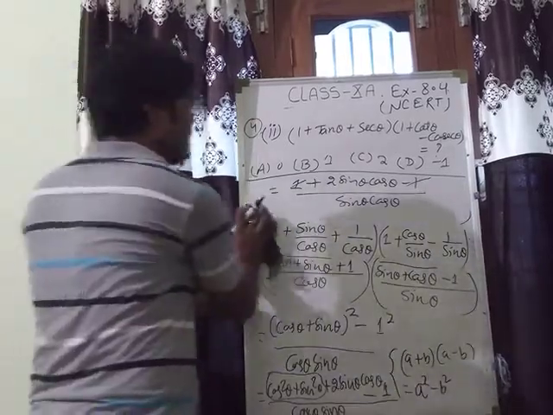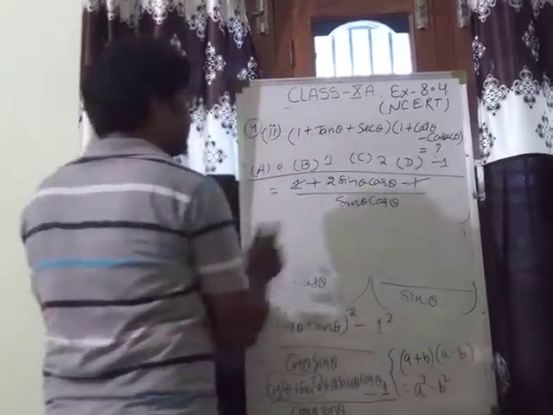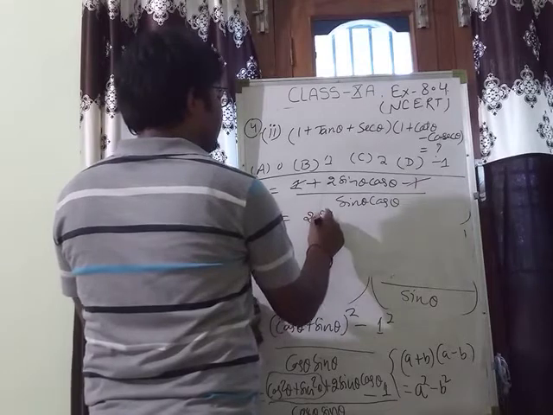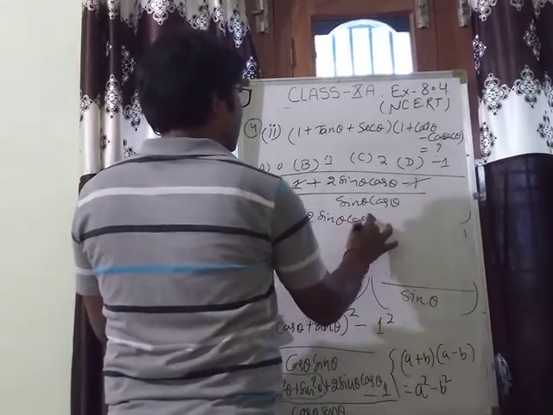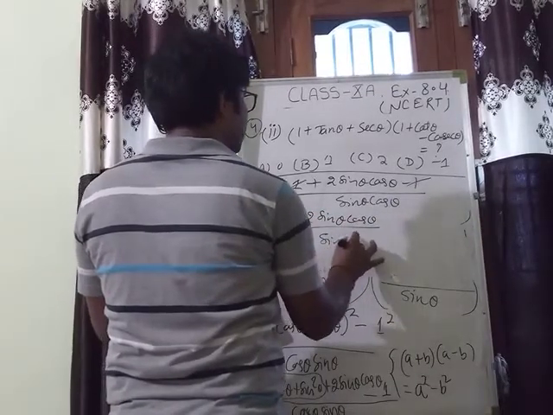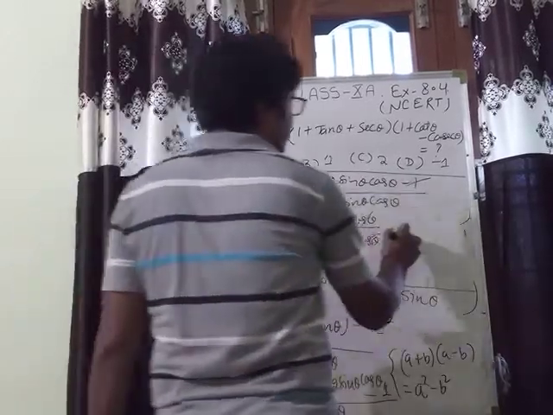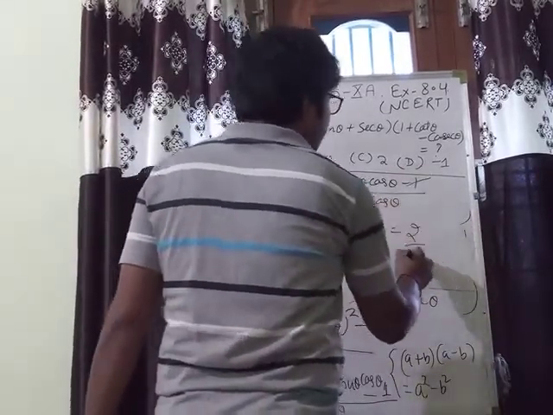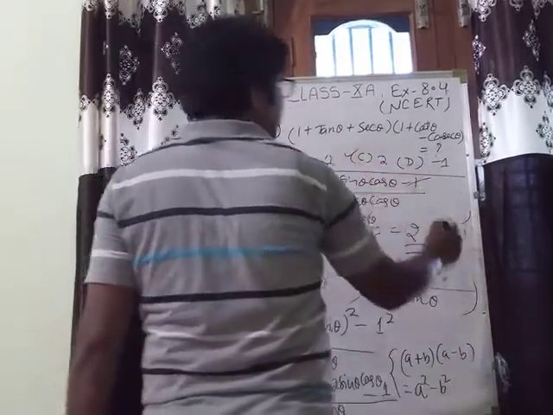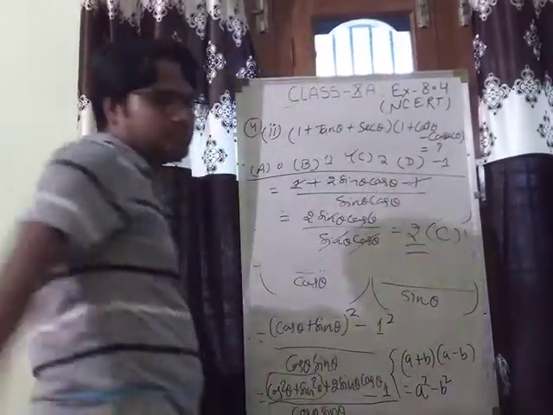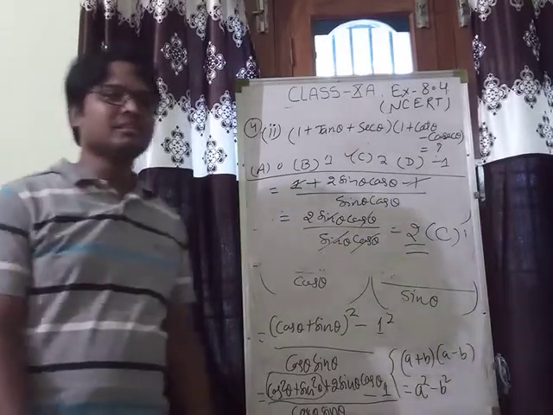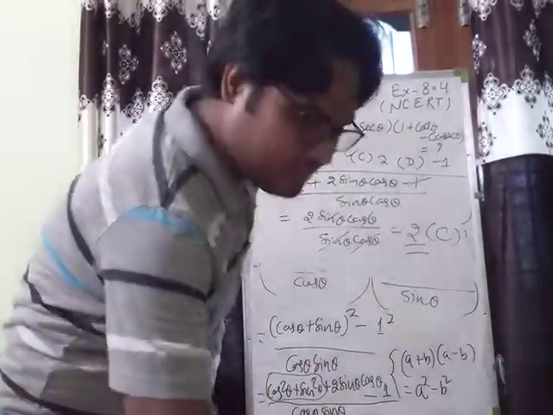What will become? We have 2 sin theta cos theta upon sin theta cos theta. So cos theta cancels, sin theta cancels. What will become? 2. Your answer is 2. So that is C. C is correct. Got it? Interesting. Now next one.